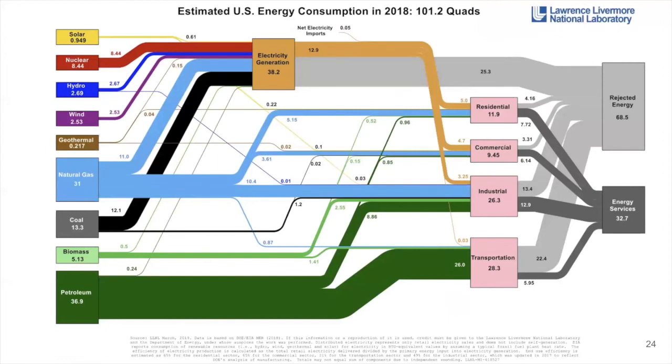And on a system level, this graph will help us to understand better what it actually means to implement this efficiency. On the left, we have all the different energy sources in the energy system. And those sources either flow to electricity generation here in the orange box, or to end-use sectors, consuming sectors, residential, commercial, industrial, transportation, which I indicated in pink here.